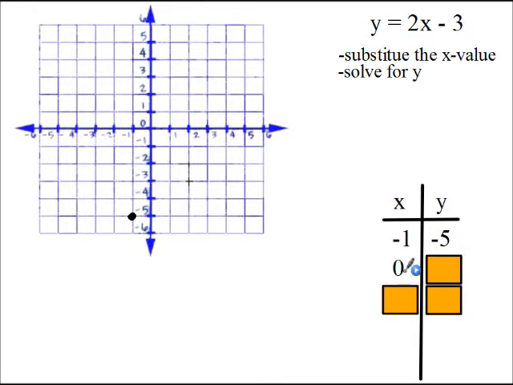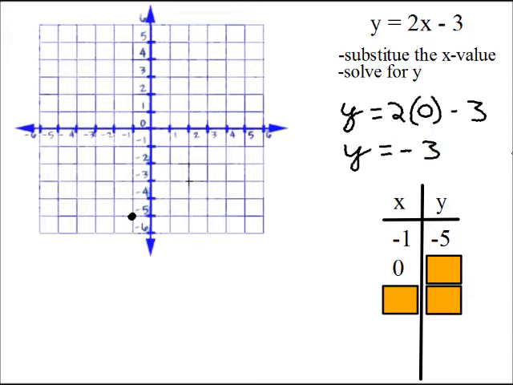0 might be the easiest number to substitute in for x, because a lot of stuff ends up falling out. So, I'm going to substitute in 2 times 0, minus 3. 2 times 0 is 0. So what I'm left with is minus 3, or -3. And that happens to also be my y value. So I'm going to plot this point.